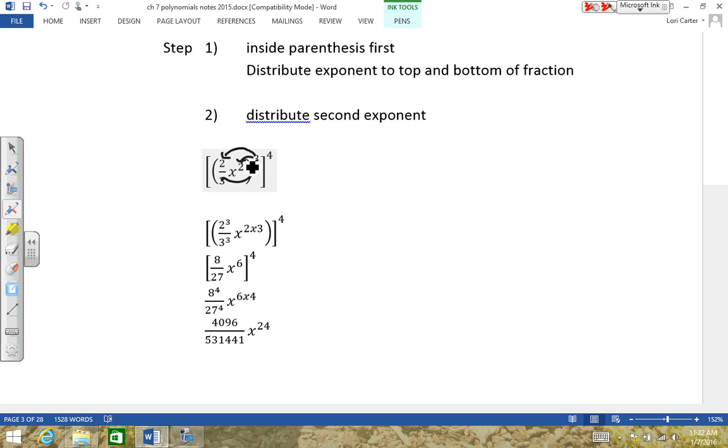Okay, so it's 8 over 27. 2 times 3 is 6. We've done the 3. What's the next thing I have to do? The 4. Is that going to be able to be done in your head? No, because these are big numbers. So this is 8 to the 4th, 27 to the 4th, and then 6 times 4. 8 to the 4th, you put it into your calculator, you should get 4,096. Everybody good?